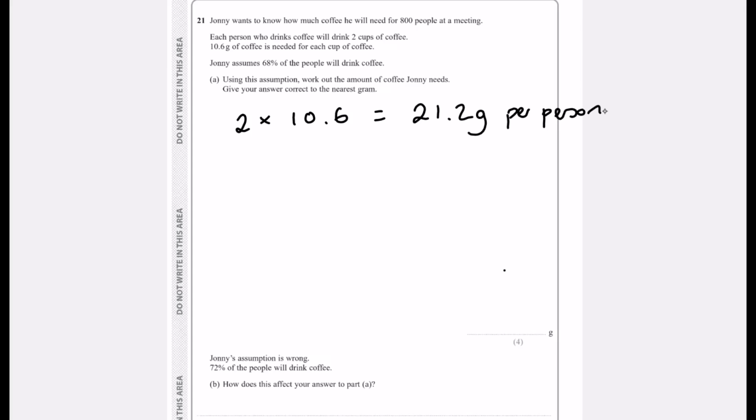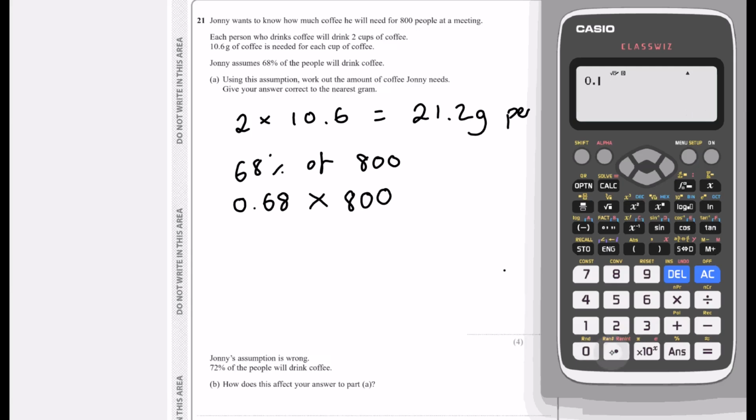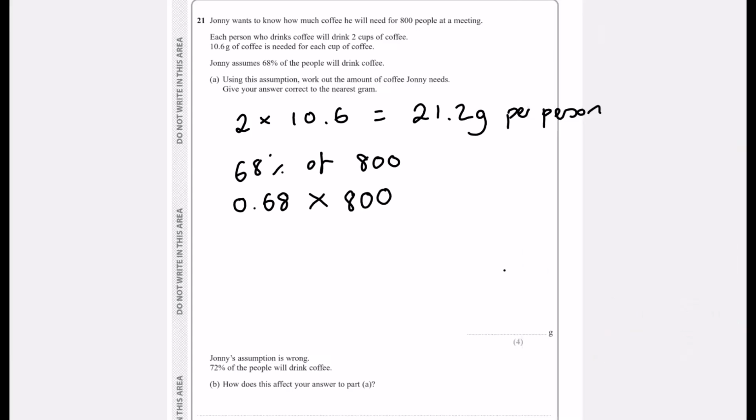Johnny assumes 68% of people will drink coffee. So we want 68% of 800. So when we have an of, we can change it into a times. When we have a percent, we can either leave it like that and type it in the calculator, or change it to a decimal by dividing it by 100. So it's 0.68 times 800, so 68% of 800 is 544 people.